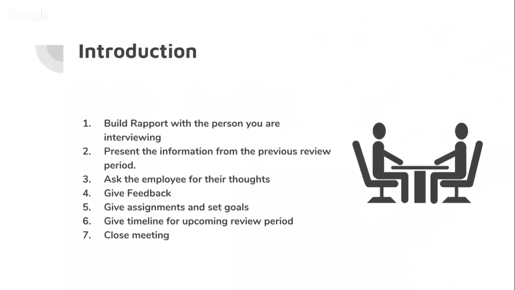Three, ask the employee for their thoughts. See how they're feeling about their success, their struggles, things like that, and then give them feedback. And this is crucial to help them assess where they're at and also help them progress and become the employee that you're hoping they can be. The next one, give assignments and set goals. That's pretty self explanatory. Number six, give timeline for upcoming review period. And then seven, close the meeting.